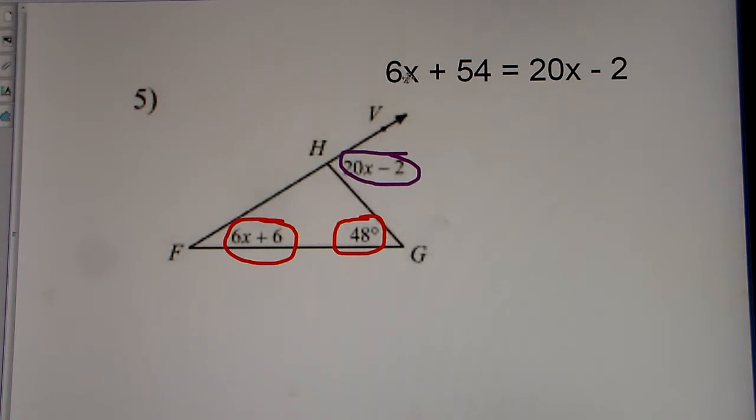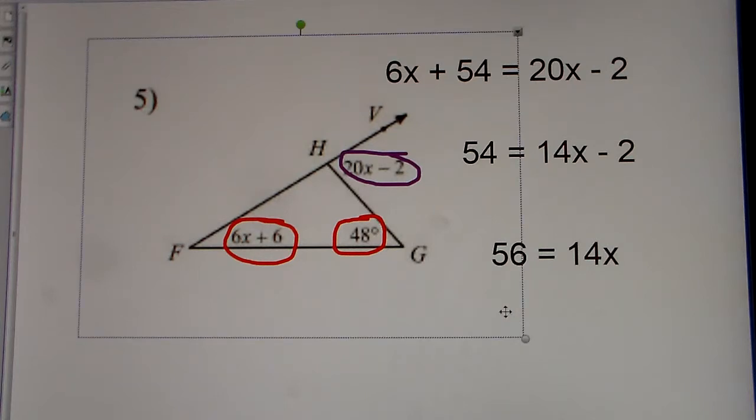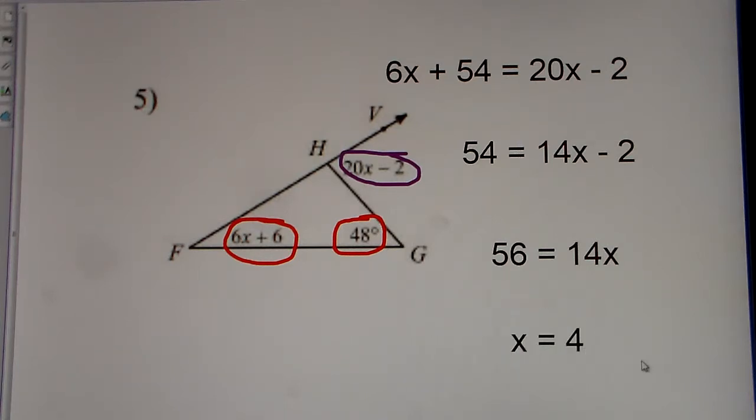We do our inverse operations. I'm going to subtract 6x from both sides. So 20x minus 6x gets you 14x. Then I'm going to add 2 to both sides, so I'm going to get 56 equals 14x. And then 56 divided by 14, that would be 6. Oh, wait a minute, nope, that would be 4. Because 56 divided by 14 gets you 4, so x equals 4. That's the answer to number 5.